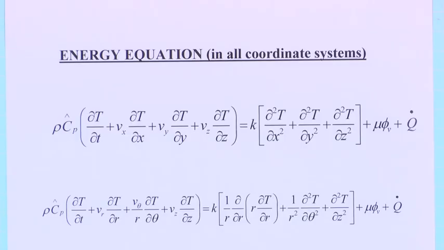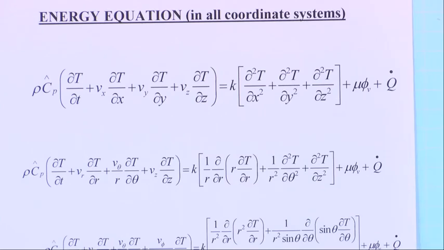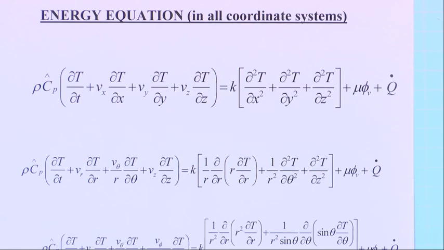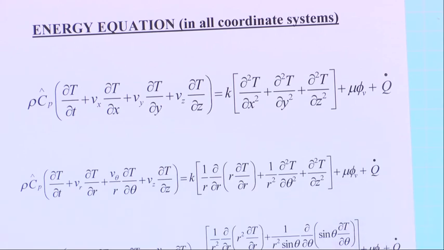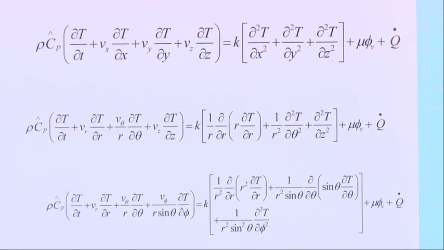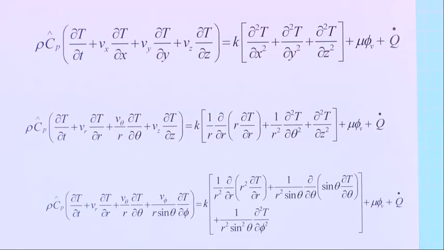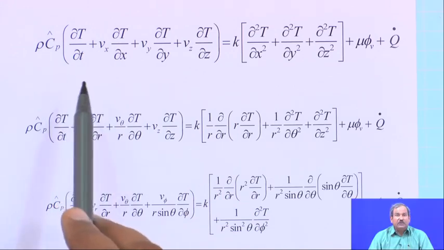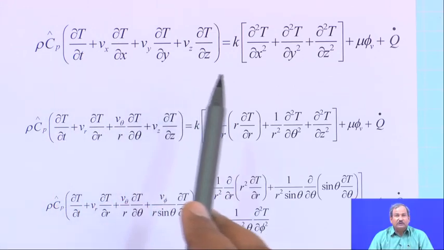So, let us look at this energy equation, which I think now you would be able to see, and as you can see, the energy equation is presented for all three coordinate systems. The first one is for Cartesian coordinate systems, this one is for cylindrical coordinate systems, and the last one is for spherical coordinate systems. The first one is in x, y, z, and the temperature is a function of x, y, and z, and it could also be a function of time. So, the transient behavior is also included in it.